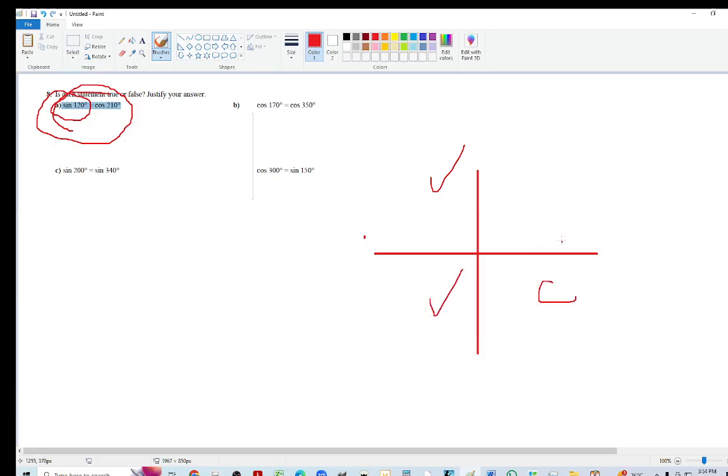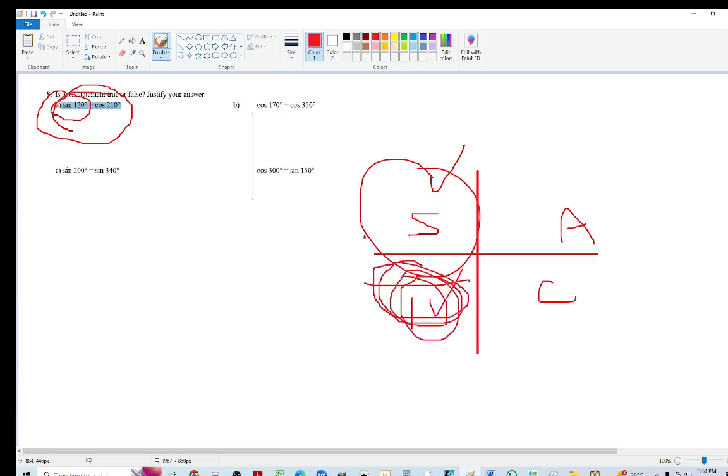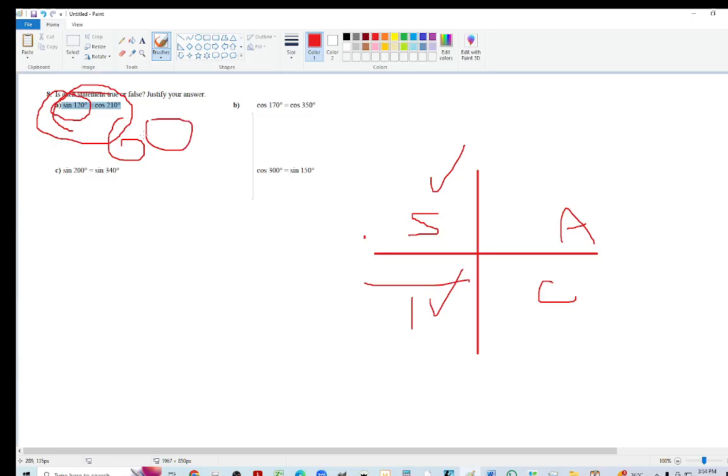Well, according to CAST, C-A-S-T, sine is positive here, and cosine is going to be negative here. Only tangent's positive. Therefore, this cannot be true. Right away, I can say it can't be true, even though their acute angle is both 60. Now, actually, their acute angle is not even 60.